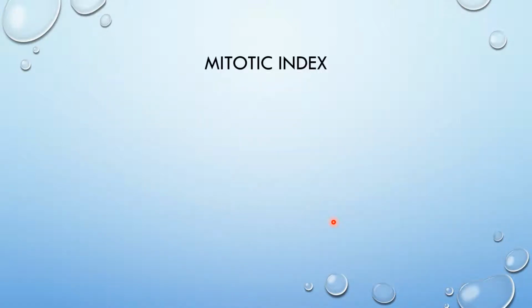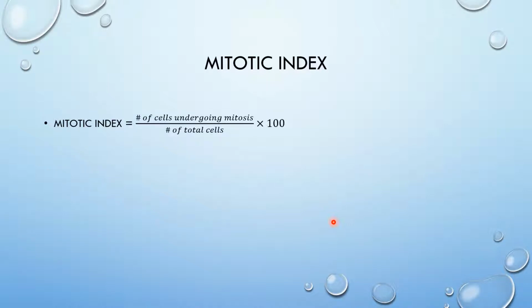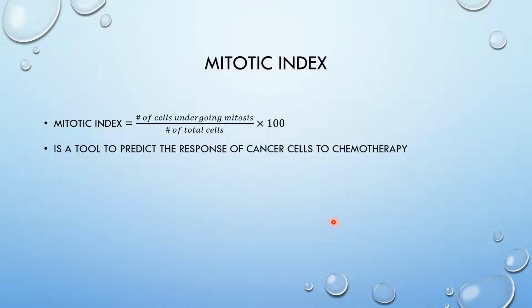All right, we're gonna go over the mitotic index, which is defined as the number of cells undergoing mitosis over the number of total cells. This basically measures the rate of mitosis. It's a tool to predict the response of cancer cells to chemotherapy in the hospital. A higher mitotic index, as I said, indicates a rapid proliferation of cells.